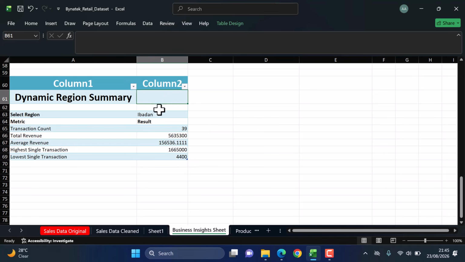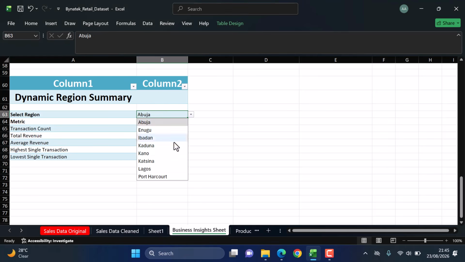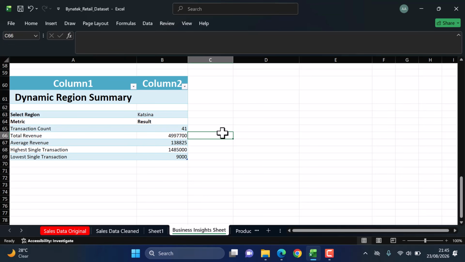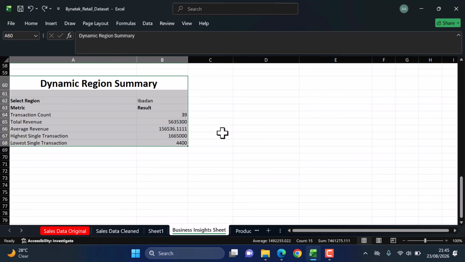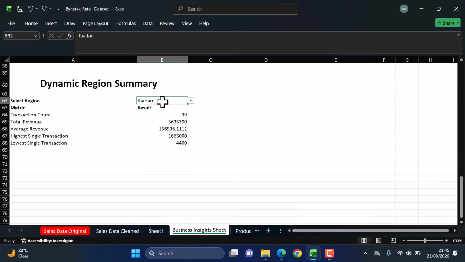So that's how it works. Basically, you would pick a state, and then you can have the results, as easy as that. So that's a dynamic summary. And as you can see, it helps all the results update automatically.